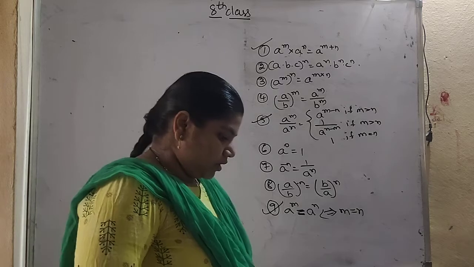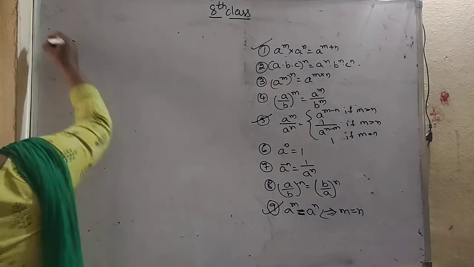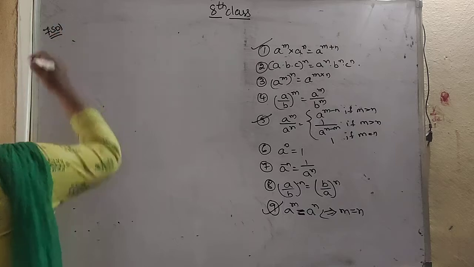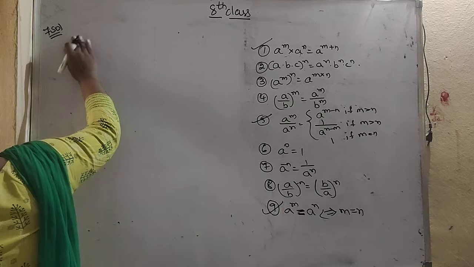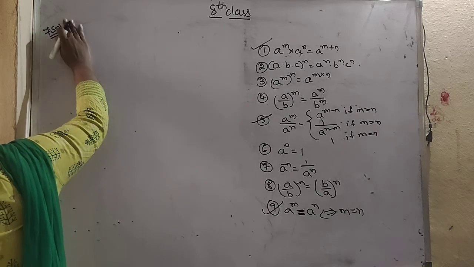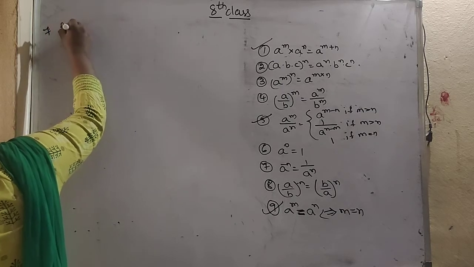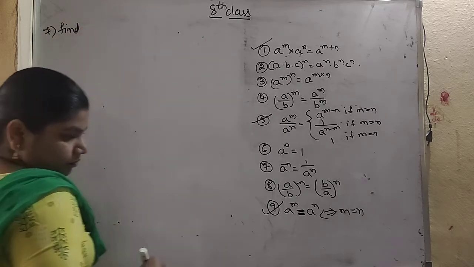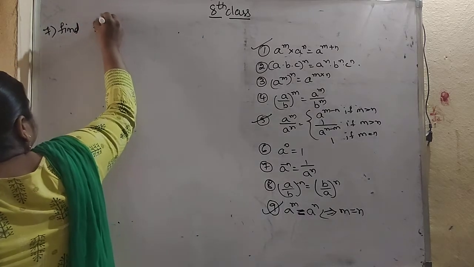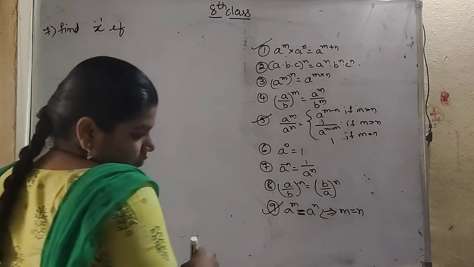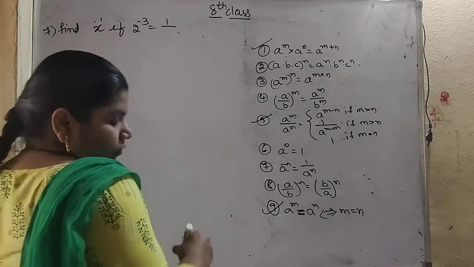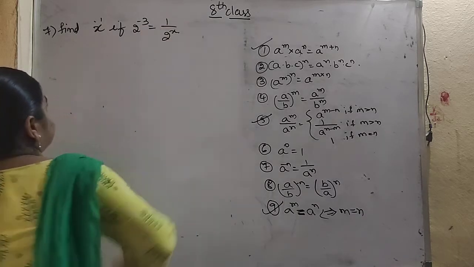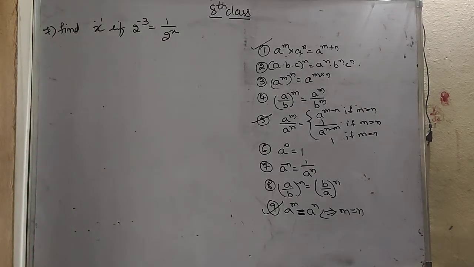Next is the seventh one. Seventh solution. What is the seventh equation? Find x. We have to find the x value. They have given: find x if 2 power minus 3 is equal to 1 by 2 power x. So they have given 2 power minus 3 is equal to 1 by 2 power x.